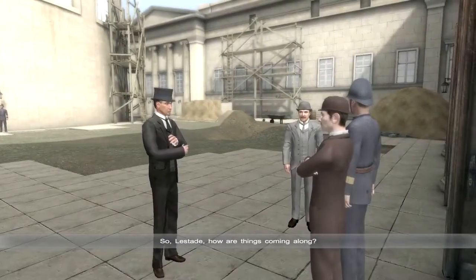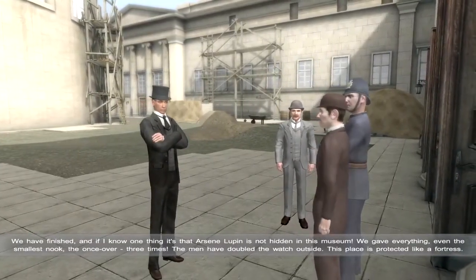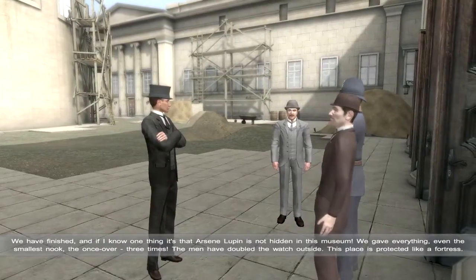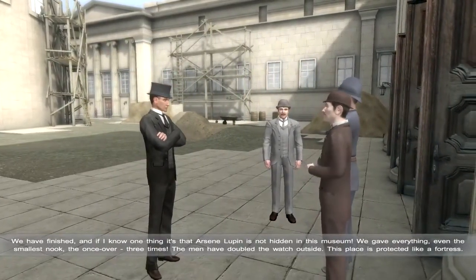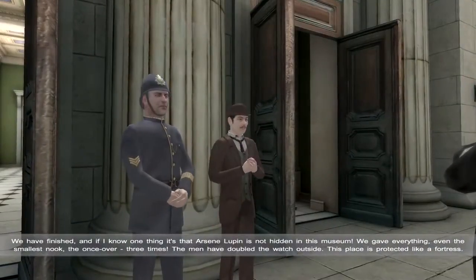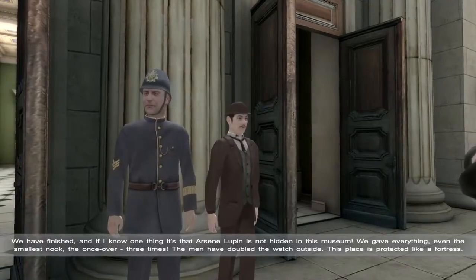So, Lestrade, how are things coming along? We have finished, and if I know one thing, it's that Arsène Lupin is not hidden in this museum. We gave everything, even the smallest nook, the once-over, 3 times. The men have doubled the watch outside. This place is protected like a fortress.